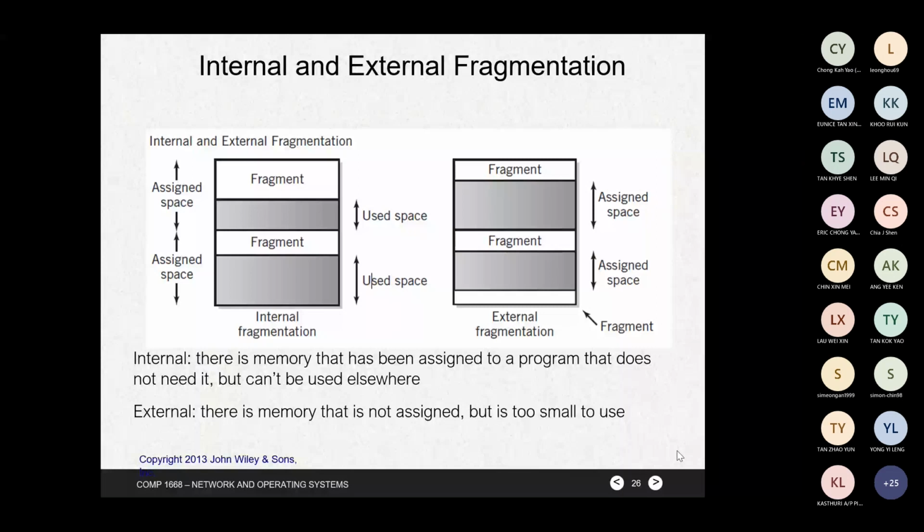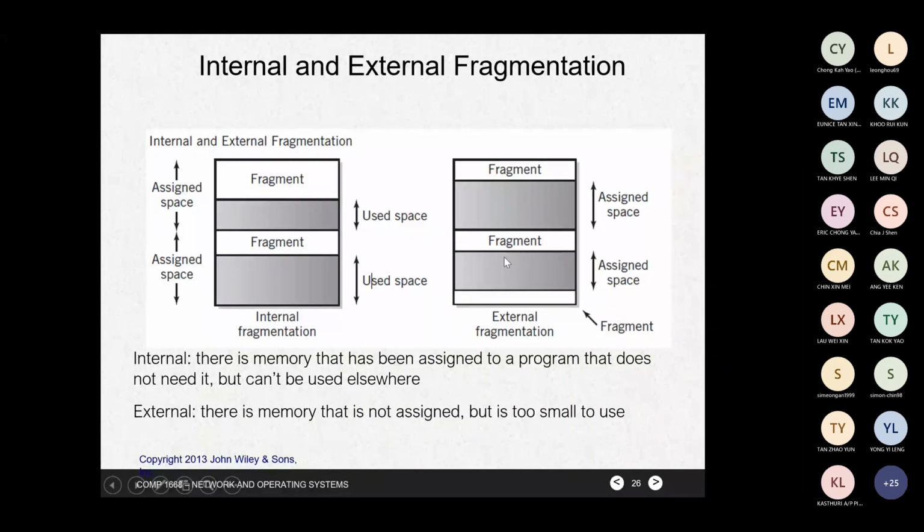Internal is where memory has been assigned to a program that does not need it but it can be used elsewhere. So we call it internal. There is memory that has been assigned to a program, within the memory. Whereas external, there is memory that is not assigned, but it is too small to use. Like what you see here, this space here is too small. This space here is too small, cannot be used.